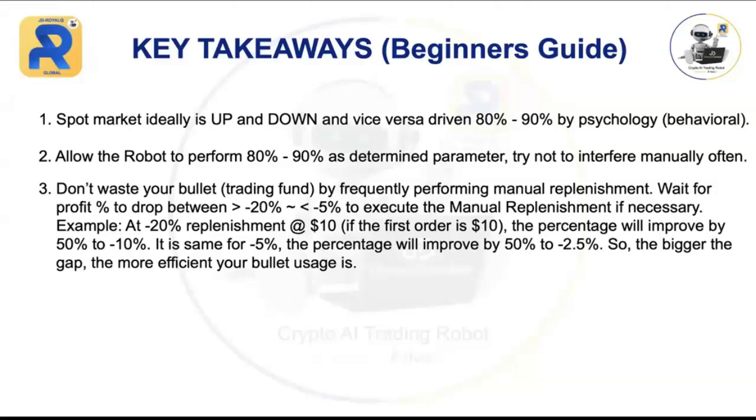So why should you do it at 2% when you can do it at 10%, and an improvement of 50% is much greater than at 5%? Can you see that? So that's why, don't waste your bullet, okay? Keep doing manual replenishment. Wait, okay? Wait for the right time.